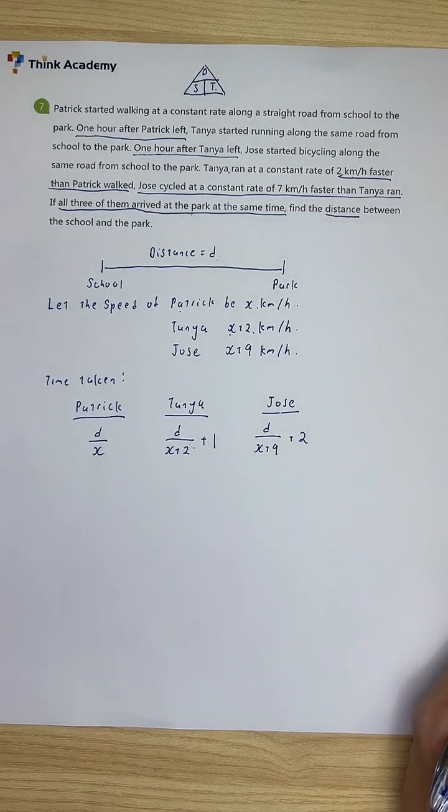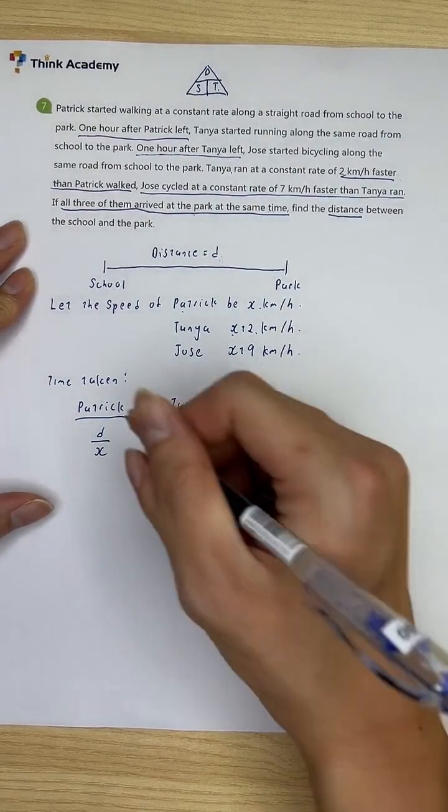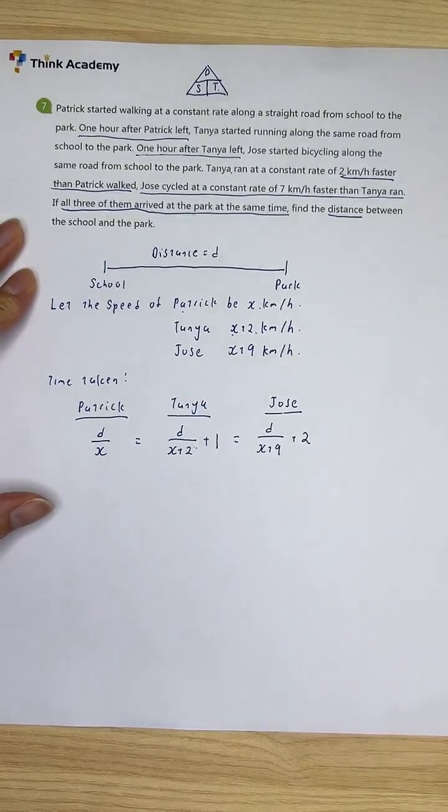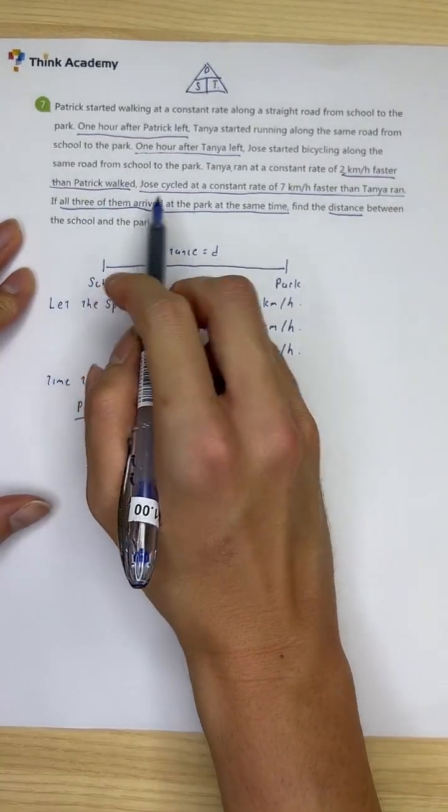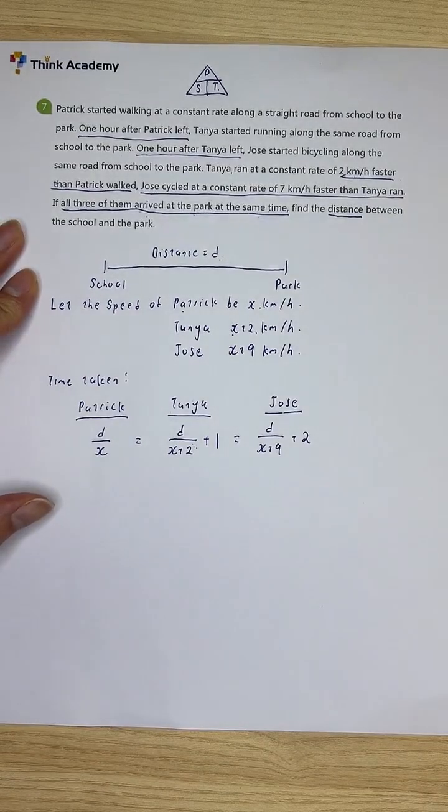And guess what? All 3 timings must be equal. So based on this logic, all 3 timings are equal to each other, because all 3 of them arrive at the park at the same time.